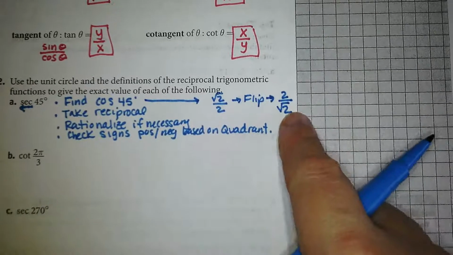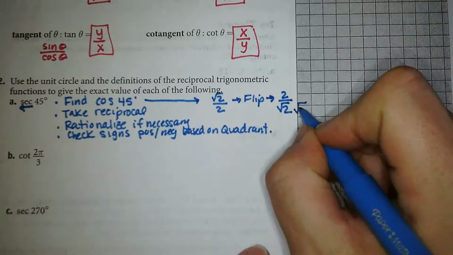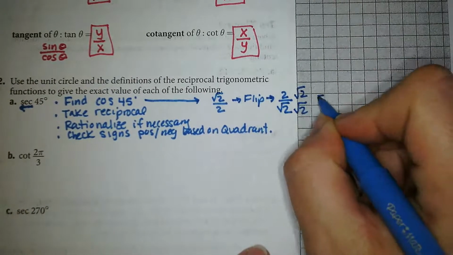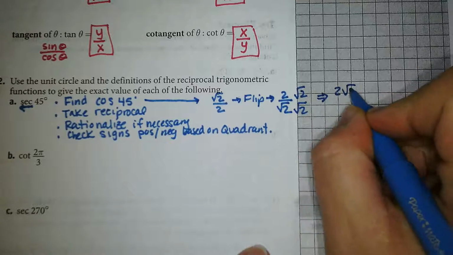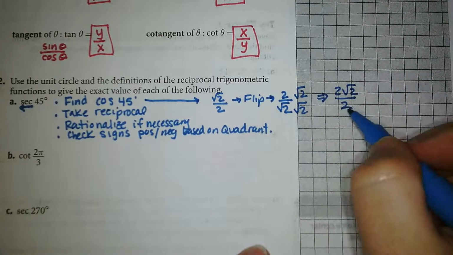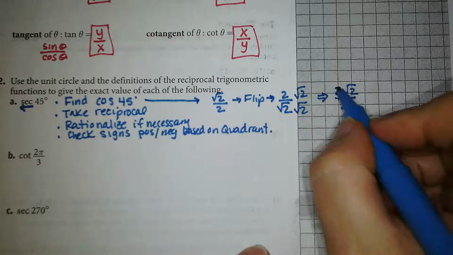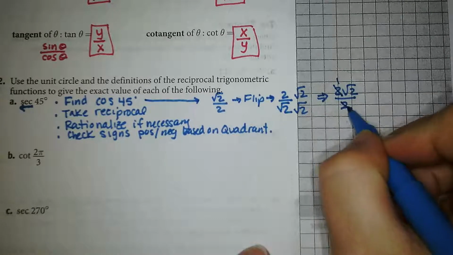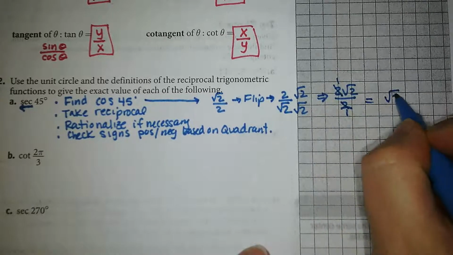And I need to rationalize it because there's a radical in the bottom. So I'm going to multiply top and bottom by radical 2. And that gives me 2 radical 2 over 2. And then I can reduce it by canceling the 2's out here and here, dividing them out to get 1's. So this is just radical 2.